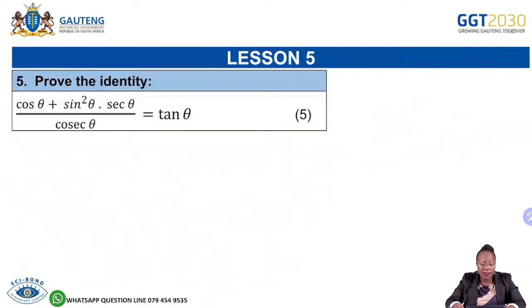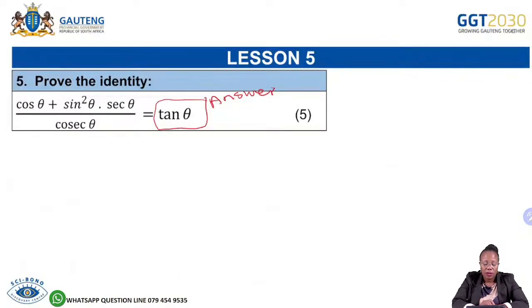And then now lesson 5 is on identities, which is the last lesson for us. With the identities, remember, you look at the square identities, quotient identities, and the reciprocal identities. That is what we are using. So you'll be given left hand side equal to the right hand side, and that means the answer is given to you. This is your answer. So you need to prove the left hand side so that you get the answer that is tan theta now.